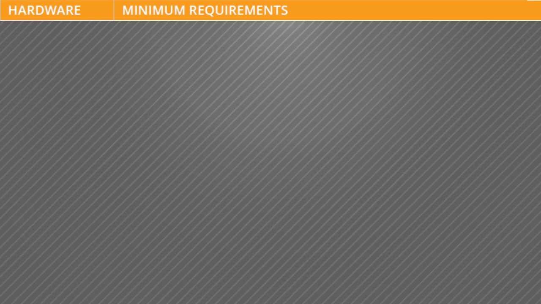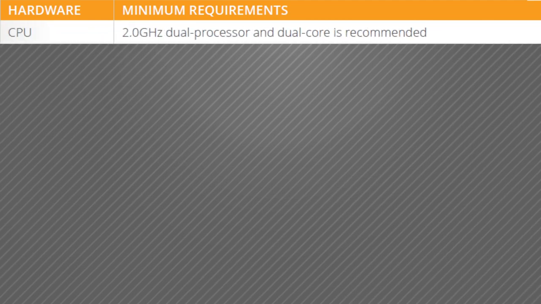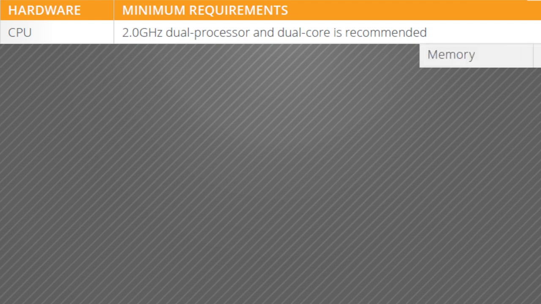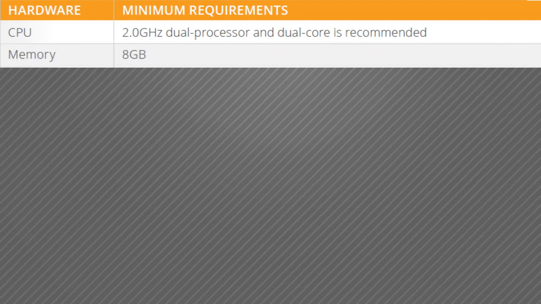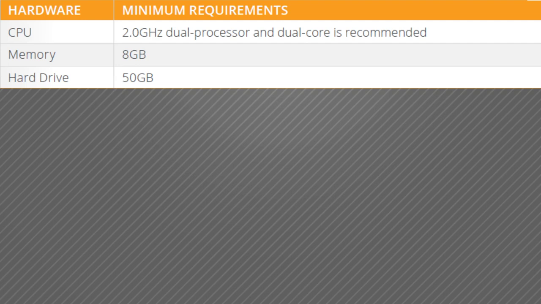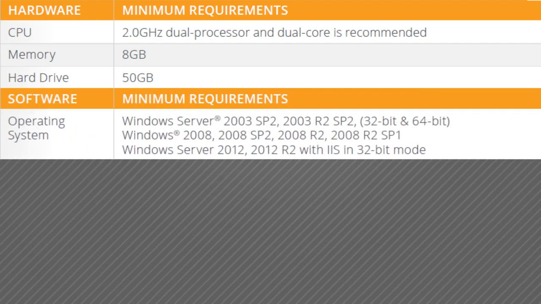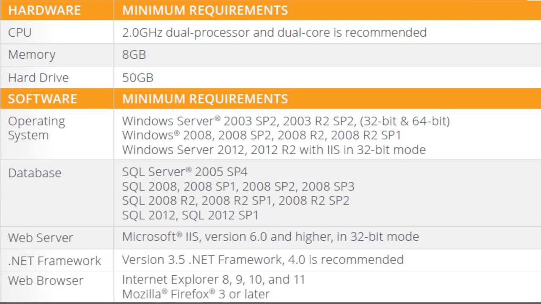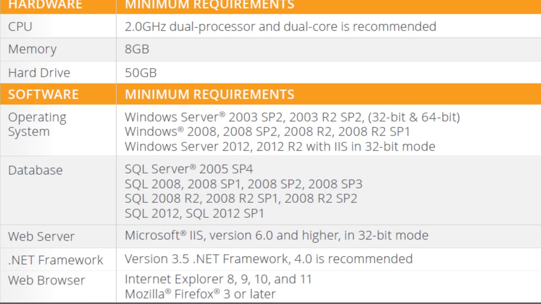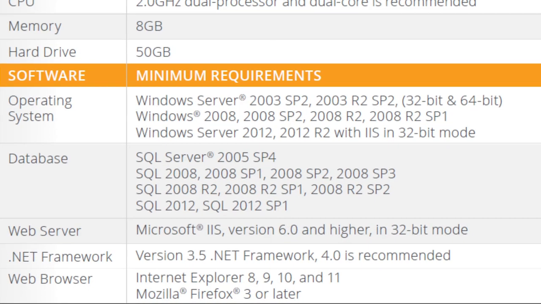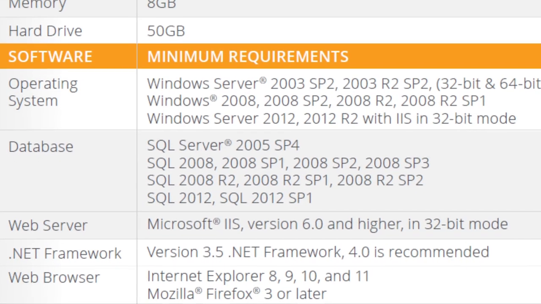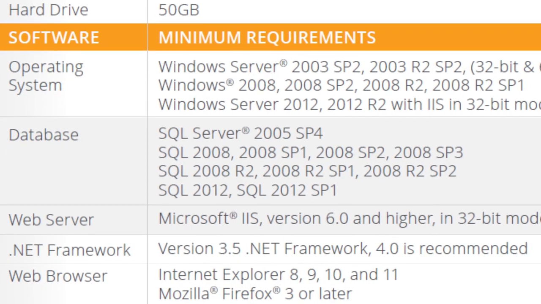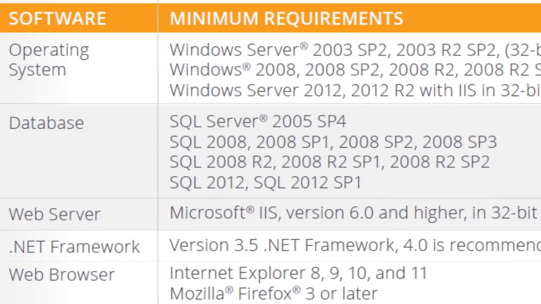The recommended server requirements for Storage Resource Monitor are a 2 GHz dual processor, dual core is recommended, 8 gigabytes of memory, minimum 50 gigabytes of hard drive space, Windows operating system, SQL Server database, Microsoft IIS, and .NET Framework. During the installation and configuration process, you will be setting up SQL Server, IIS, and configuring Storage Resource Monitor.